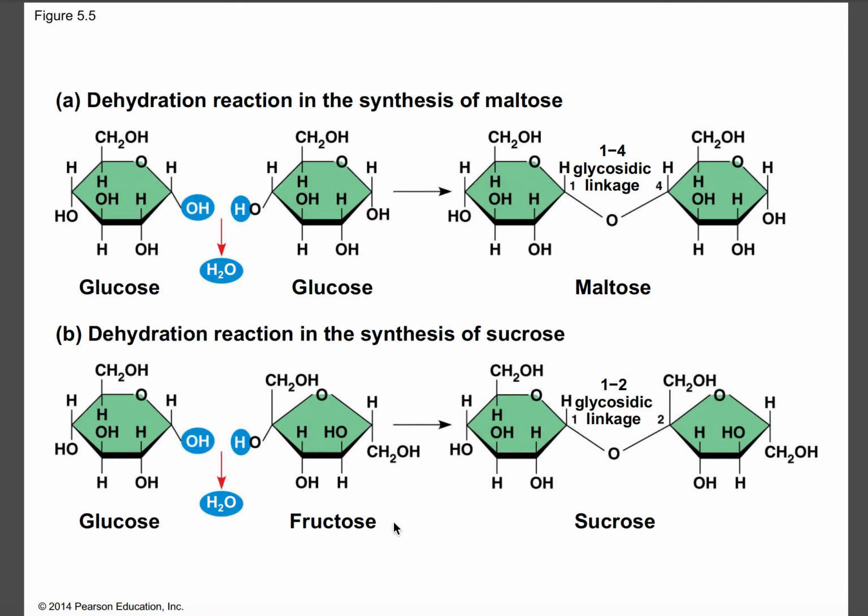Dehydration reactions in the synthesis of sucrose. Sucrose is commonly known as table sugar, and this one you put a glucose and a fructose together. So we know that the glucose has the OH on one end. We take the H off of the fructose on the other. A molecule of water is released, and here you can see now actually we have a 1,2 because fructose has a different configuration.